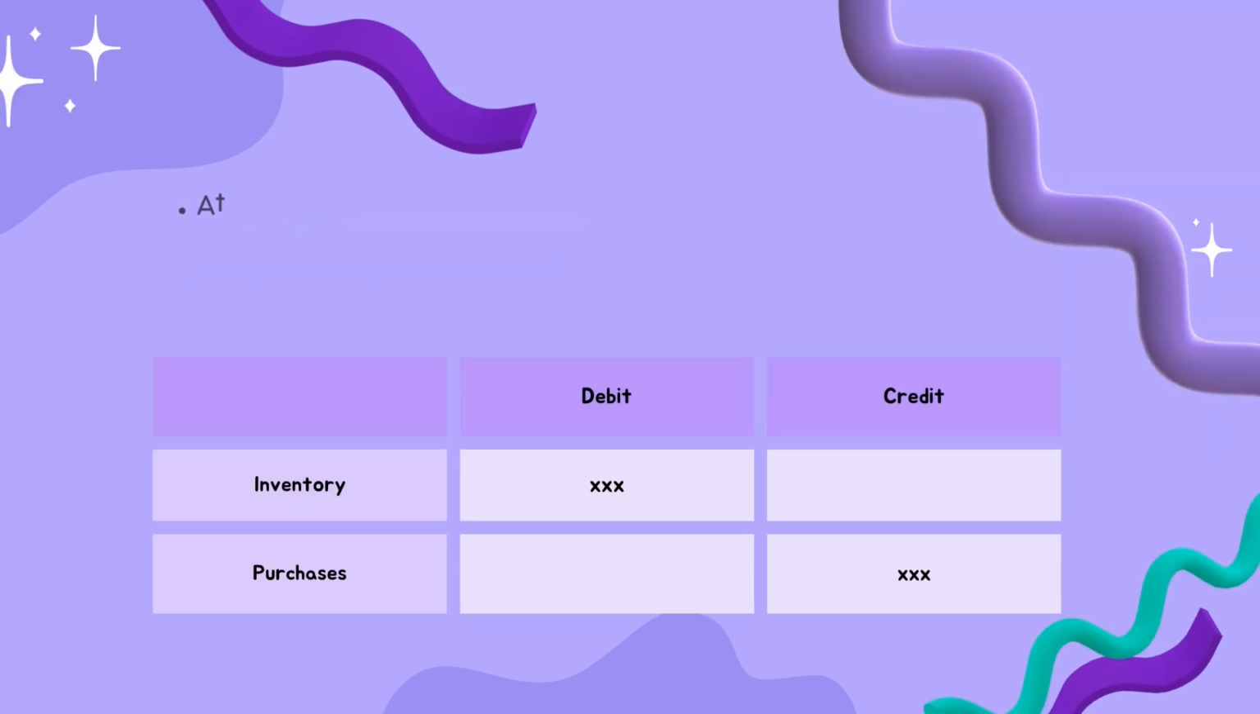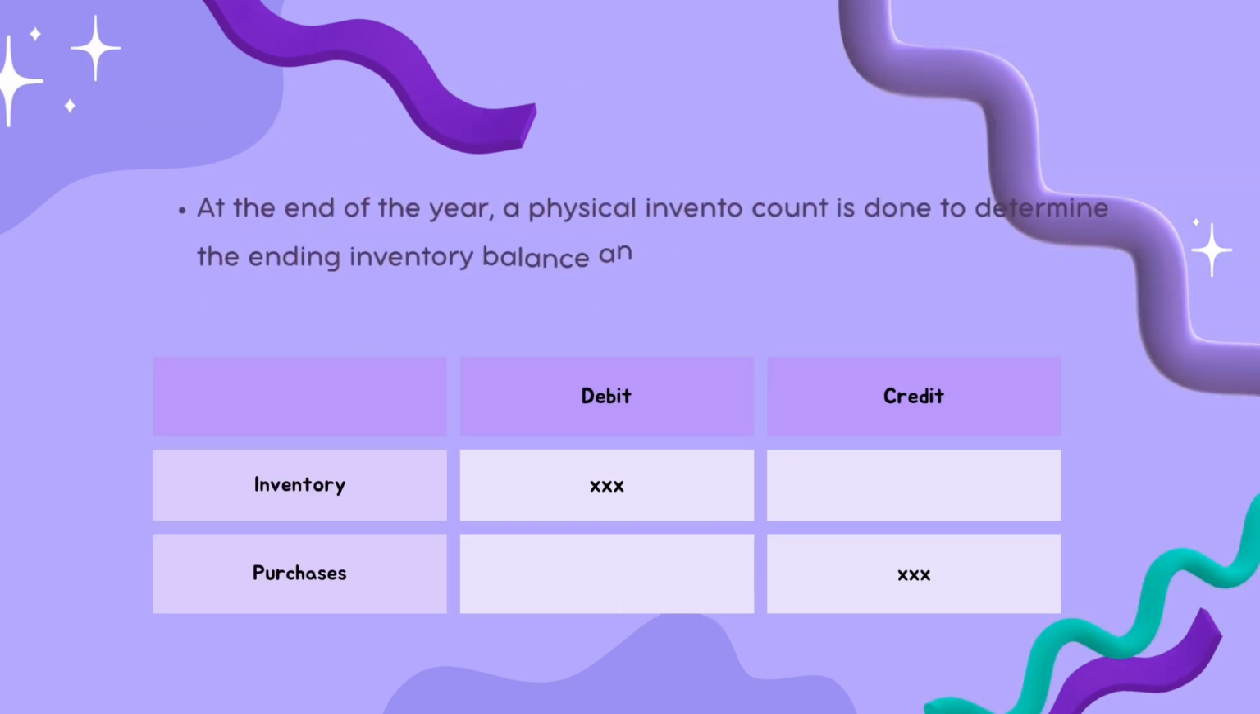At the end of the year, a physical inventory count is done to determine the ending inventory balance and the cost of goods sold. At the end of the accounting period, the company needs to determine their ending inventory and the cost of goods sold. So the purchases account in the earlier table that was debited is shipped to inventory. So at the end of the accounting period, the inventory is now debited because this is now the asset of the company. And purchases is now the one credited.